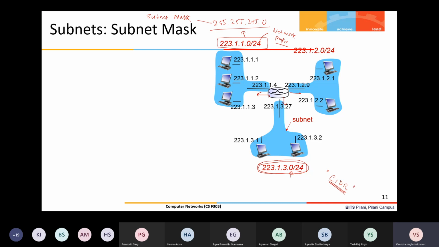So how many combinations are there of 8 bits? 2 power 8, 256. Out of these 256, 2 addresses are reserved for special purposes. One is called the network address. It is usually the very first address, which is reserved and not assigned anywhere. And the second is the last address. So if you write the 8-bit combinations, the first address is all zeros.